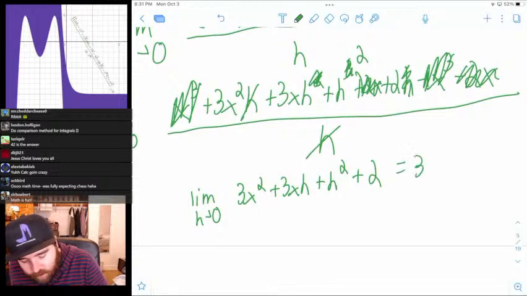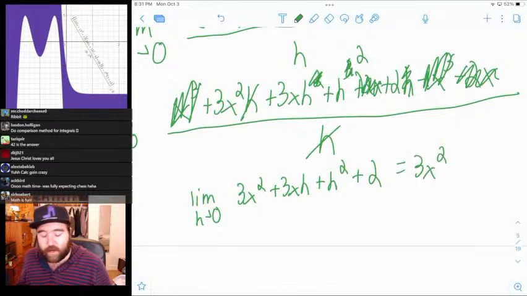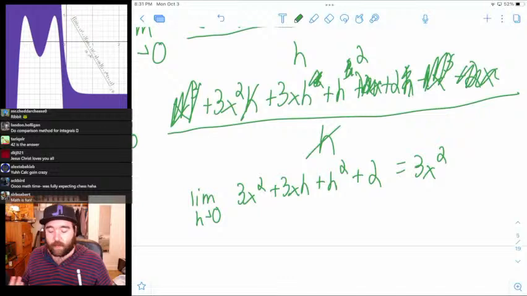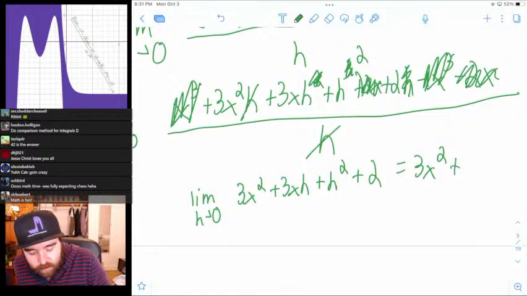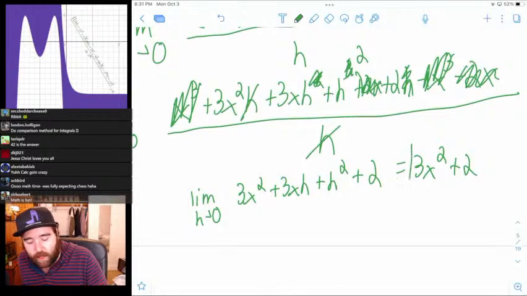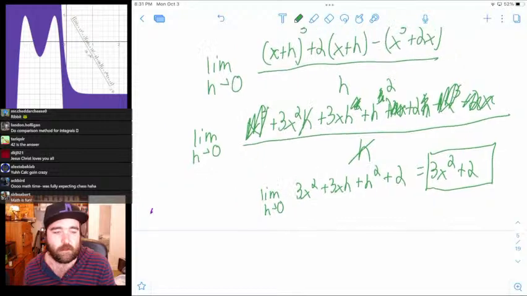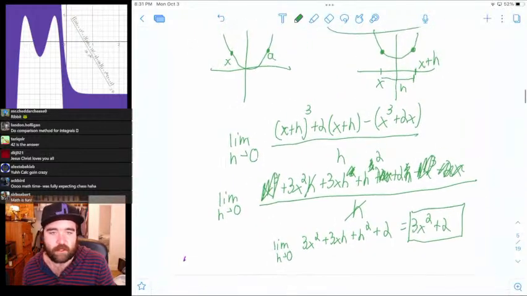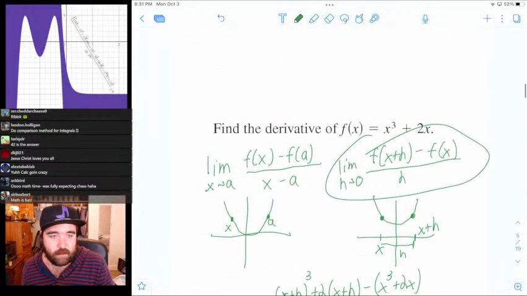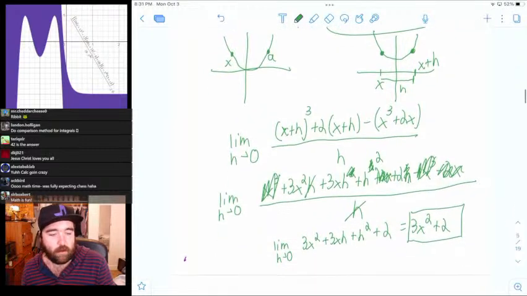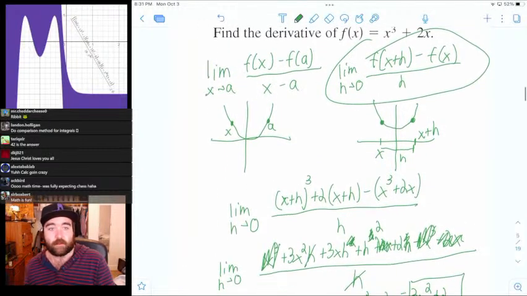The 3x squared just stays the 3x squared. The next one turns to 0 because you're multiplying by h. H squared is also 0. And so you're just left with the plus 2. And that should be the derivative of this function. If you know the power rule, you can check your answer real quick. Does that make sense? And if you know the power rule, you will see that it does.